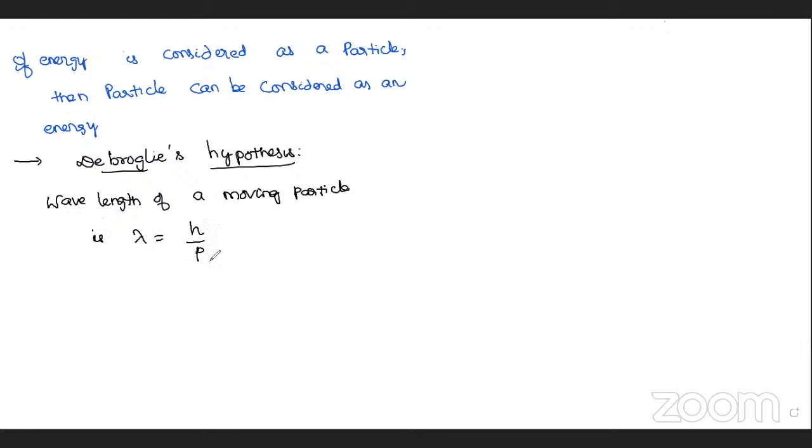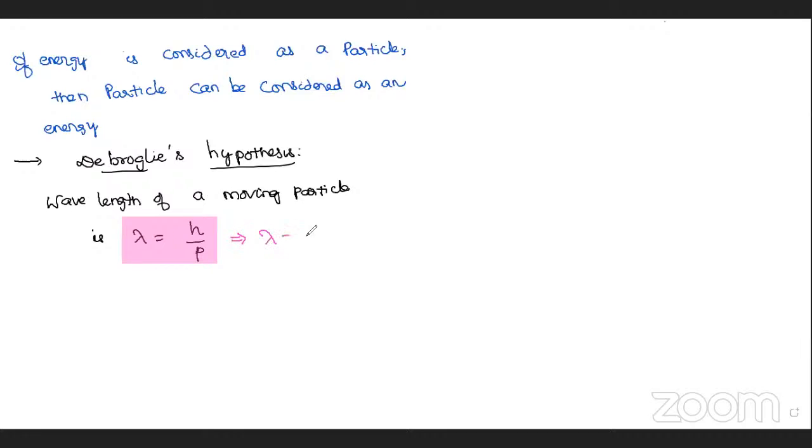Do you want any derivation for this? No, sir. Do you know it clearly in your chemistry? Yes, sir. Okay, right. So I think no need to give the derivation. All of you know it. The wavelength of a particle is lambda equals h by p, where p is the linear momentum. All of you know that.